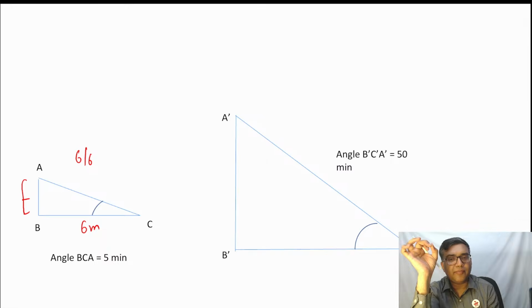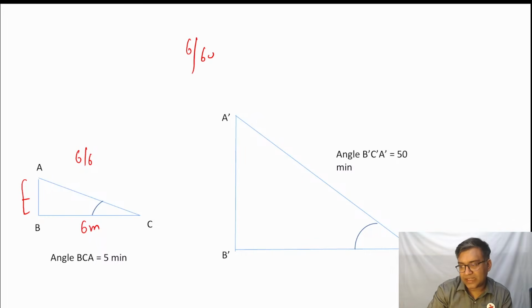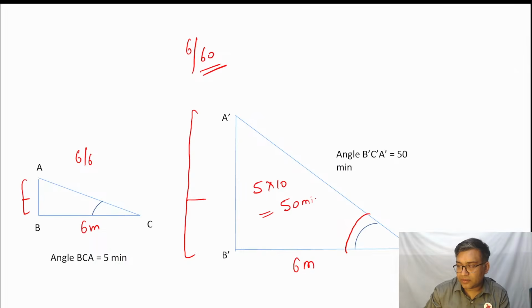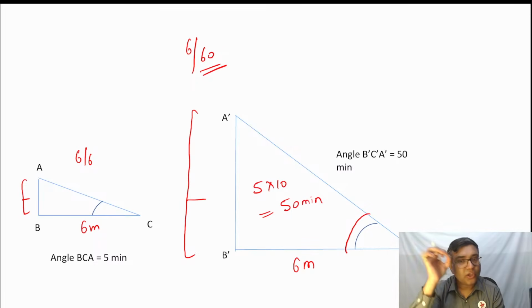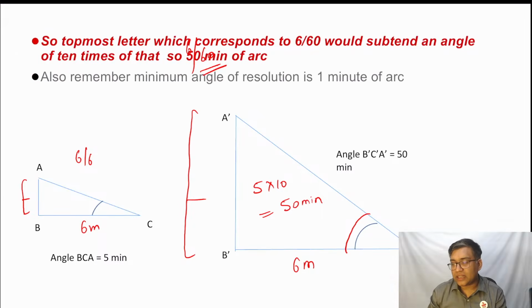Now if the question had been, what is the angle subtended by the 6/60 letter? The 6/60 letter is a bigger letter. This was also a question. So for the bigger letter E, if they ask what is the angle subtended, it would be 5 into 10 times. Remember this is 60 meter, 10 times the 6. So the angle would be 5 into 10, that is 50 minutes of arc. This is how you can do the questions related to the Snellen's chart.